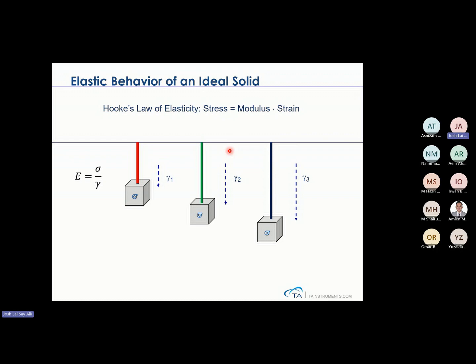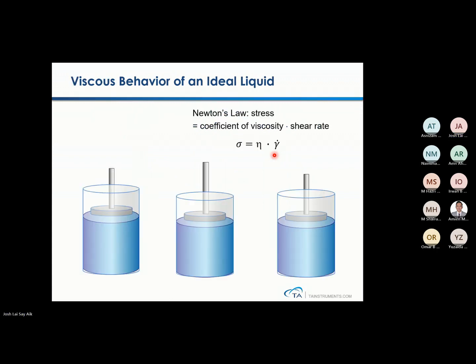Of course, stress over strain will still give you a modulus. If you have a higher modulus material, like the red color one, it has the higher modulus, followed by this green one, and followed by the black color. This is what we call strength of materials. That one is for solids. How about liquids? For solid materials we use modulus. For liquid materials, we always use viscous behavior.